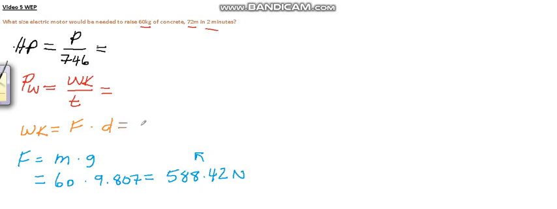And then we can just plug that into the work formula. My force is 588.42 newtons times my distance of 72 meters. 588.42 times 72 is 42,366.24. And that's in joules, because it's work.